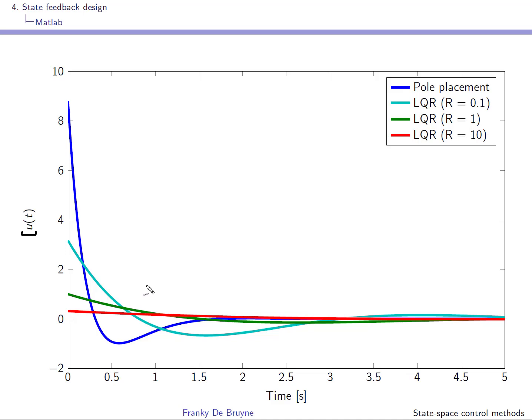So again, here you have the example of pole placement and LQR design with an R that is increasing. When you go from the blue design to the red design, you have a limitation on the control energy that is growing, and this is clearly visible here on the curves.